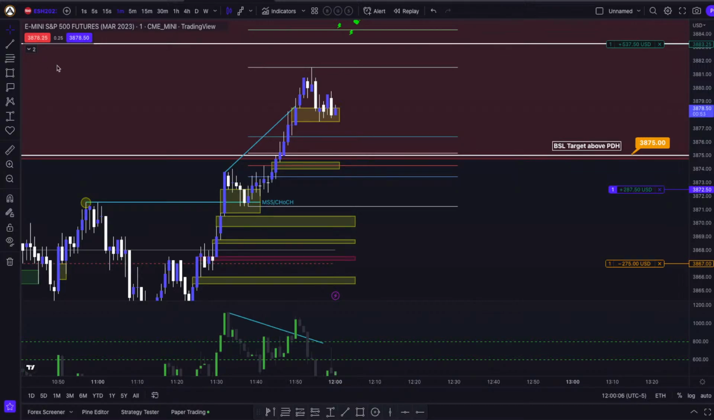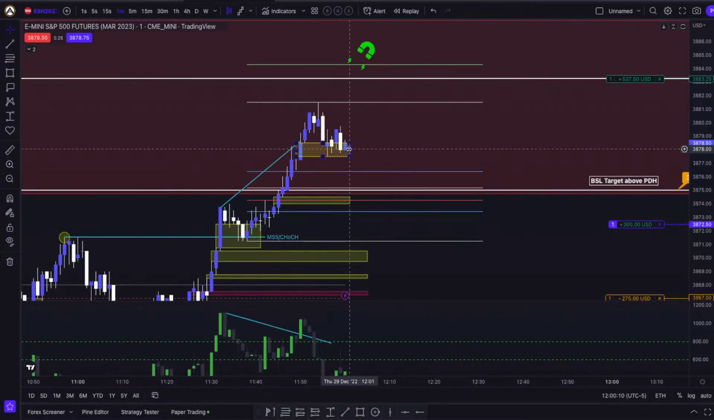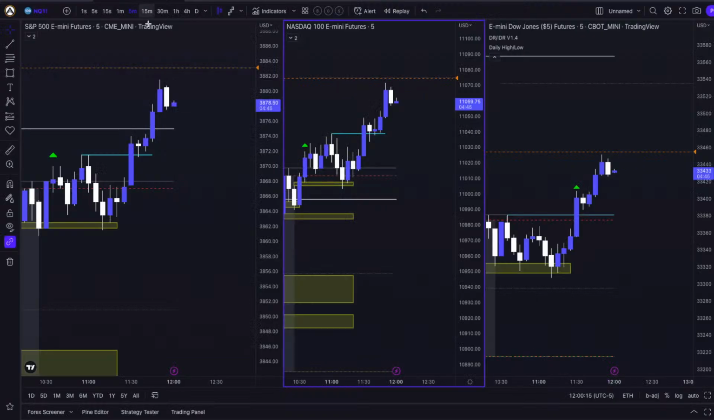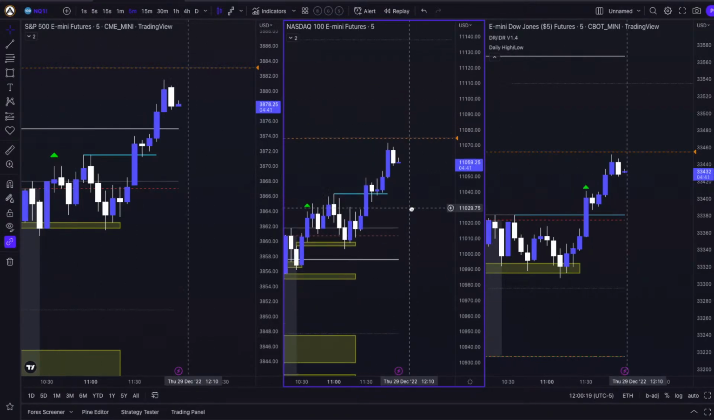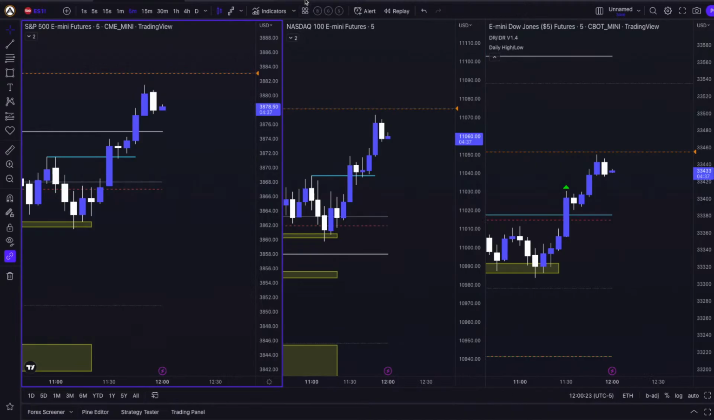And we are back. Let's see. We're still consolidating inside this fair value gap, or at least filling it. Let's check our indices. Very close to our 0.5 standard deviation on all three indices.